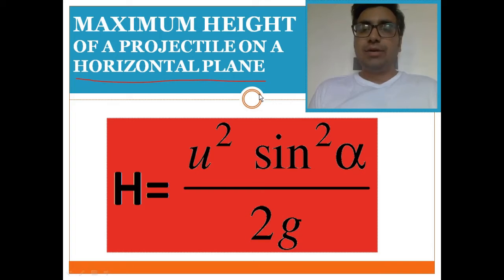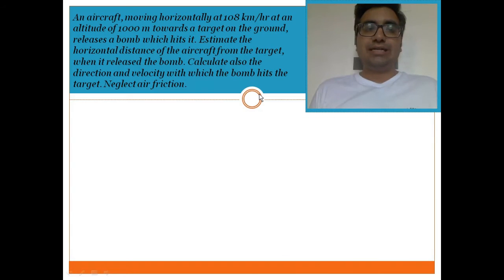After completing the analysis of projectile motion, we are going to understand this topic with the help of some numericals. So let's understand the first numerical. An aircraft is moving horizontally at 108 km per hour at an altitude of 1000 meter towards a target on the ground. It releases a bomb which hits the target. Estimate the horizontal distance of the aircraft from the target when it released the bomb. Also calculate the direction and velocity with which the bomb hits the target.